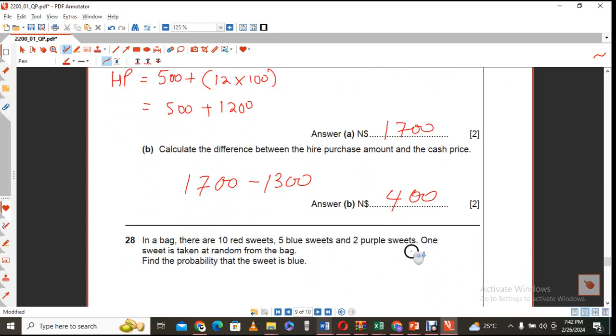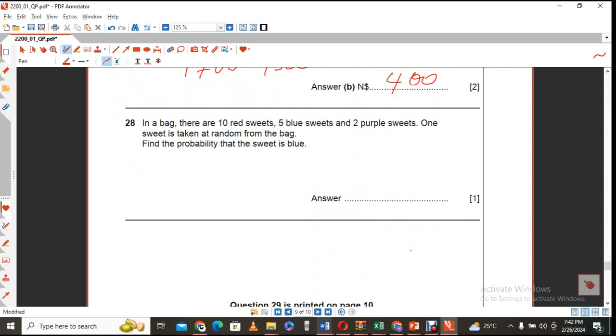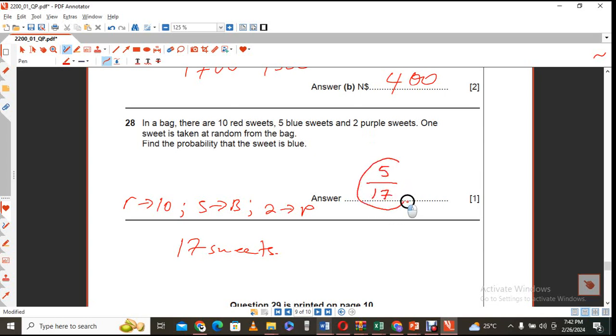In a bag, there are 10 red sweets, 5 blue and 2 purple. So the total number of sweets will be 17 sweets altogether. Okay, 10 plus 5 plus 2. If he takes a sweet at random without checking, what is the probability that the sweet is blue? This is just theoretical. So you simply take the blue, which is 5, and you put it over the total number of sweets, and that fraction is in its simplest form, so the answer is 5 over 17.